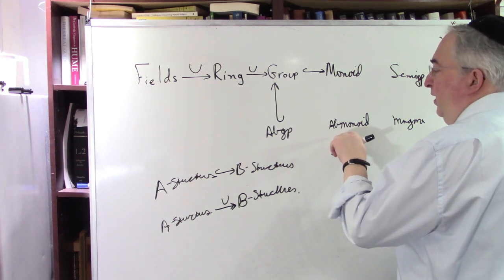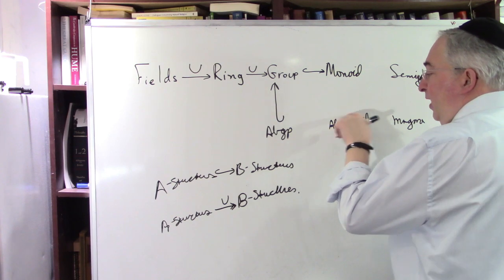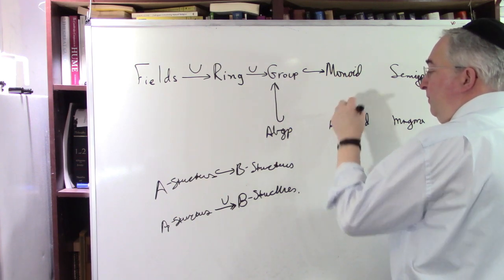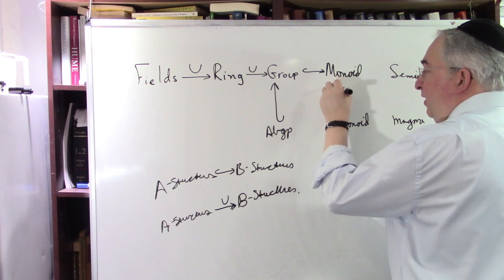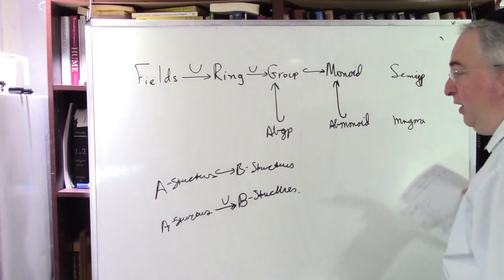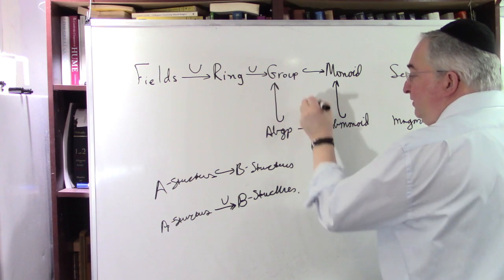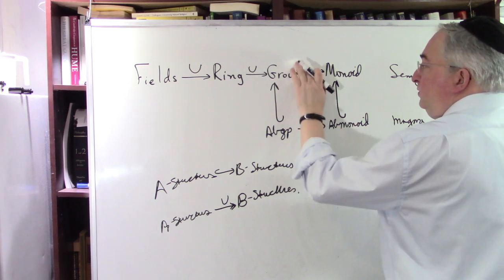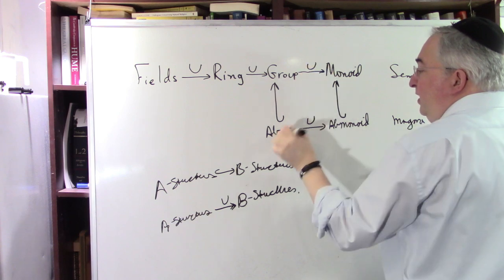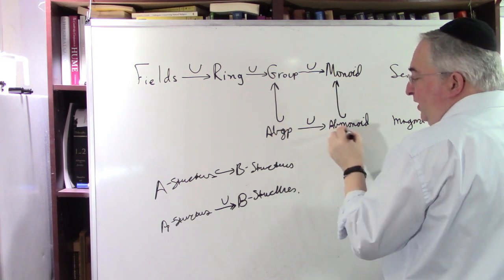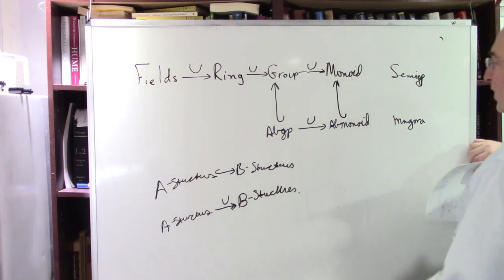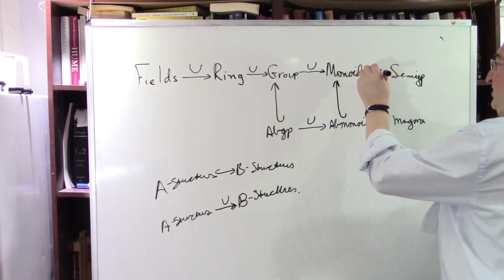Okay, now, you also have abelian monoids. What are those? Those are monoids where the multiplication commutes. Now, you have abelian groups and abelian monoids. You can forget the inverse here and you get an abelian monoid. Okay, great. What's a semigroup?